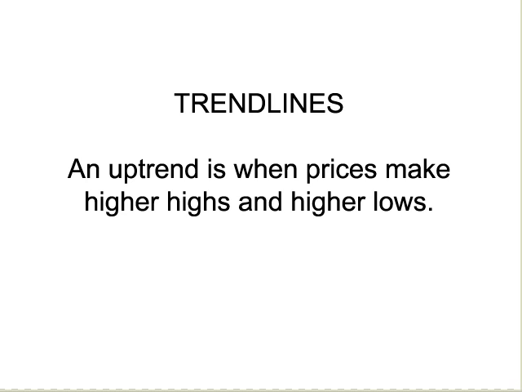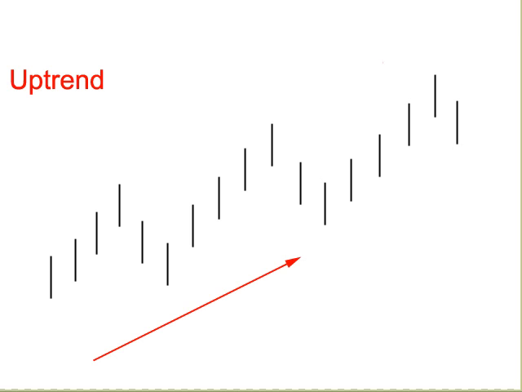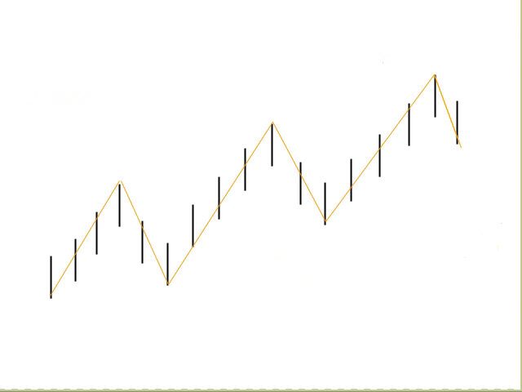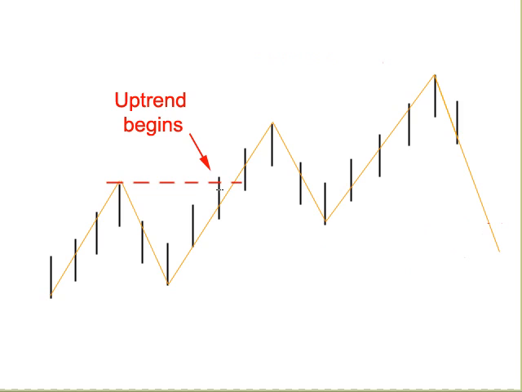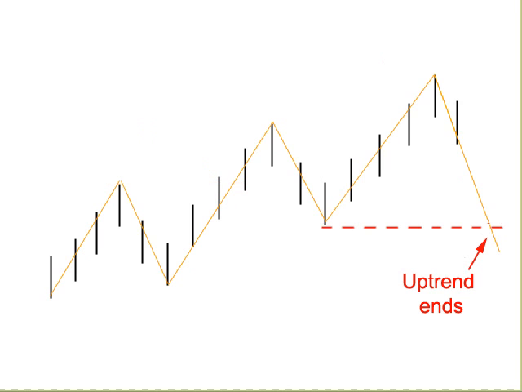Quite simply, an uptrend is when prices make higher highs and higher lows. Here's an example of prices that are in an uptrend. When I add the gold trend line, you can see it clearer. Remember, an uptrend is when prices make higher highs and higher lows, as seen here. An uptrend begins the minute you clear a previous high. Here's your previous high here, and we cleared it here on this day. An uptrend ends the minute you make a lower low.